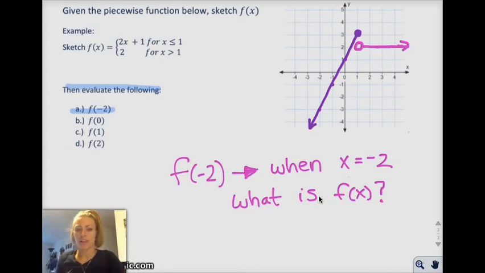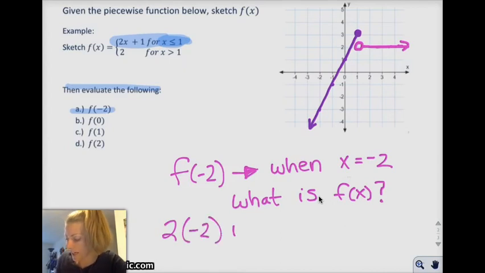You've got to figure out which chunk of the graph you're actually on when x is negative 2. If you look at your bounds, when x is less than or equal to 1, which negative 2 is, then you're using this first function. So you can easily just plug it in to that function, and you say, okay, I'm going to be doing 2 times negative 2 plus 1. You're plugging in negative 2 wherever x is, and that equals negative 3. And then you can actually see that on the graph as well. When x is negative 2, y is negative 3. f of x is negative 3.